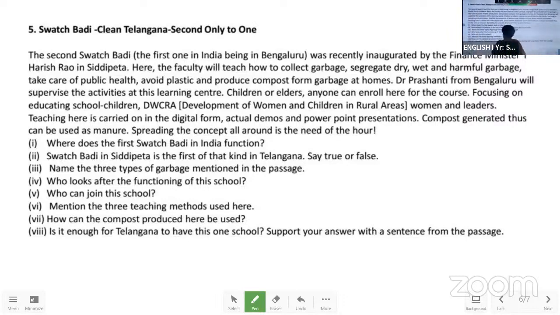Good afternoon, students. We are back again to take the English class for the junior inter. Yesterday, we had been doing comprehension, and we shall be continuing with that same topic today also. Like I told you earlier, comprehension is very easy for you to get full marks. But you have to understand how to go about skimming and scanning the passage.